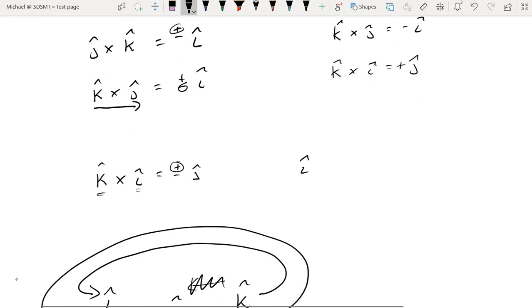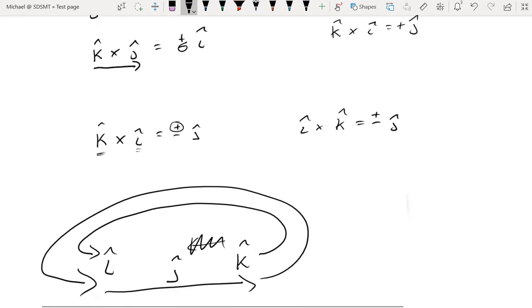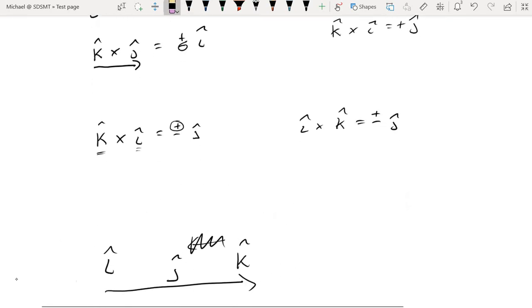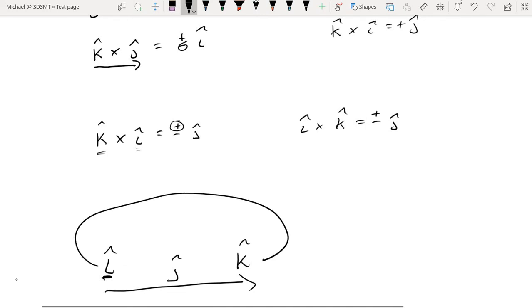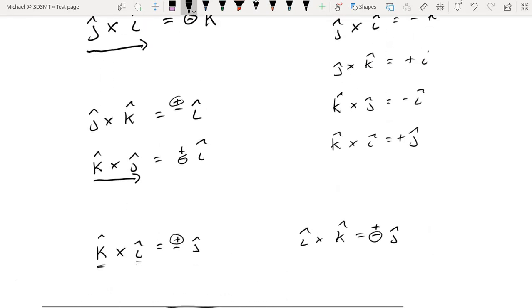And then our last combination would be I hat cross K hat. We've already used I and K, so J is our only possible outcome, but is it positive or negative? Alright, well, we're starting at I hat, and we have to go to K hat. I can't go with the alphabet because that takes me to J. And so I have to go backwards against the alphabet song. And that means I'm going to get a negative J hat as a result.